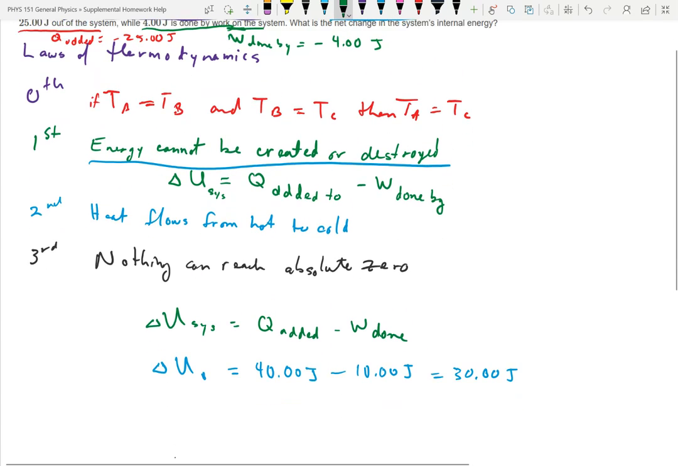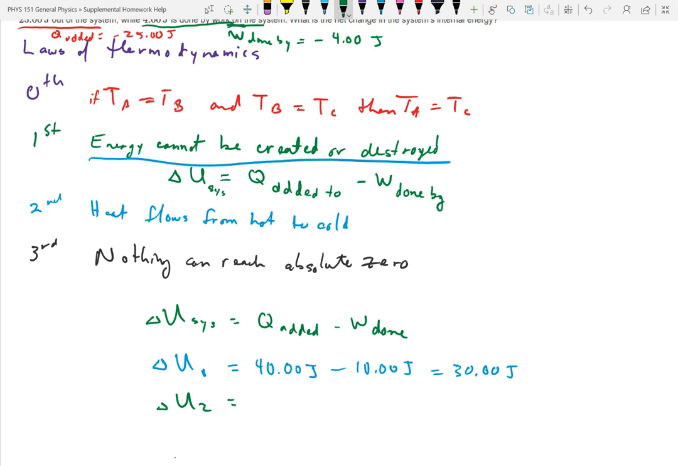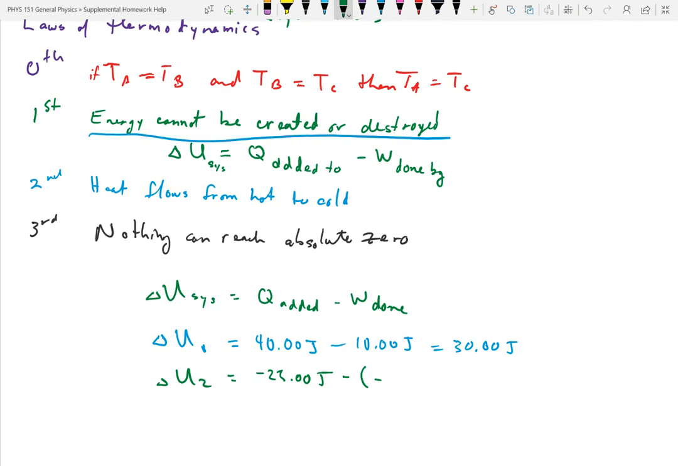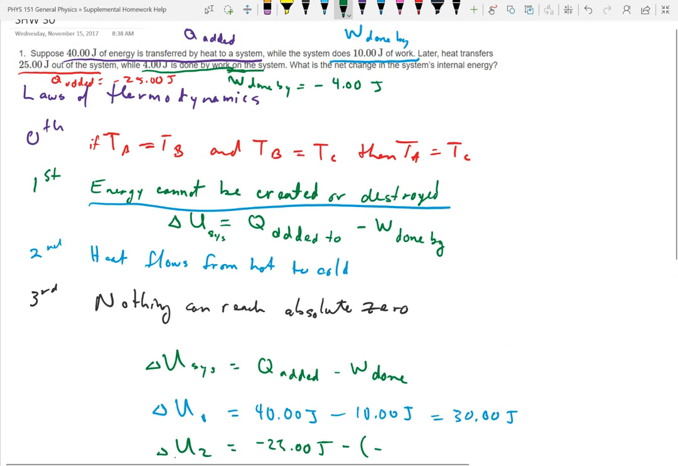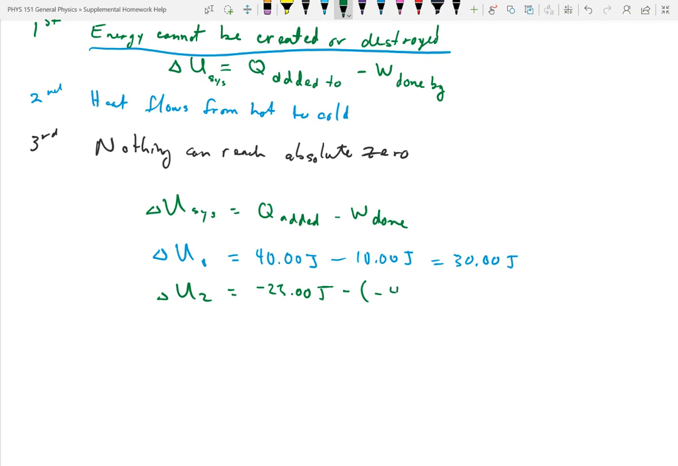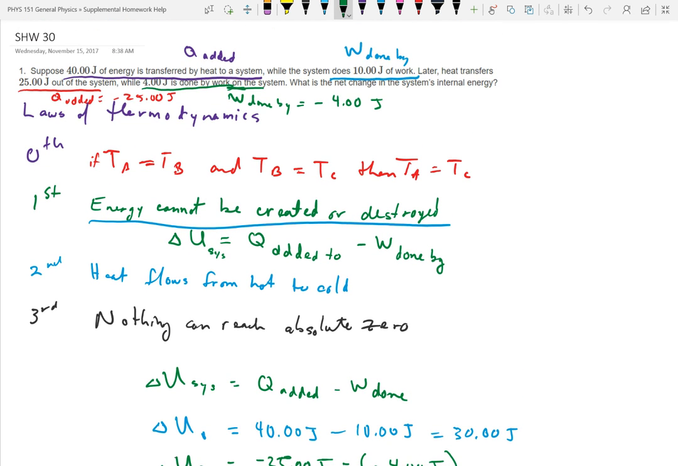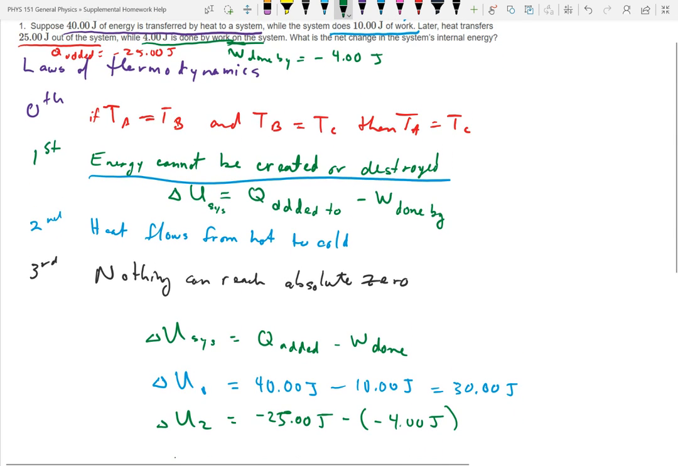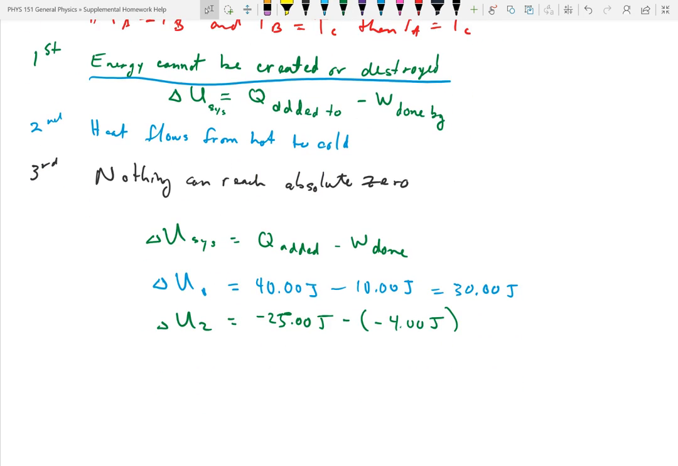And so I'm going to have delta U2 is equal to minus 25.00 joules because I had heat flowing out, and then minus parenthesis minus 4.00 joules because that was work done on the system. And so it was minus work done by. So we put that together, and that's equal to minus 21.00 joules.